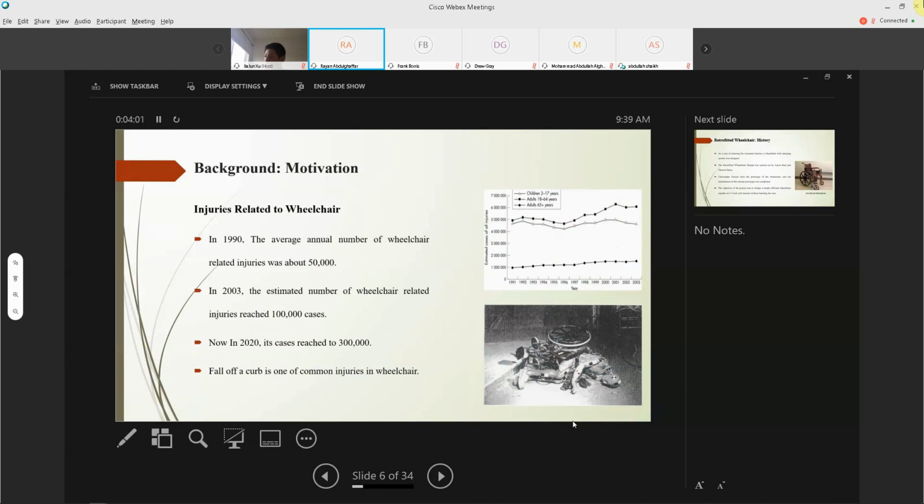Moving to injuries related to wheelchair. This is our second motivation. In 1990, a study estimated 100,000 cases of injuries related to wheelchair. And this number is increasing over the years. In 2003, this number increased to 100,000 cases. Now in 2020, cases have reached 300,000. And falling off a curb is one of the common injuries in wheelchair, which is one of our motivations.